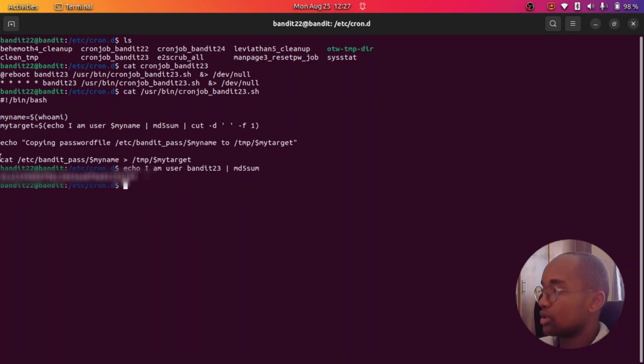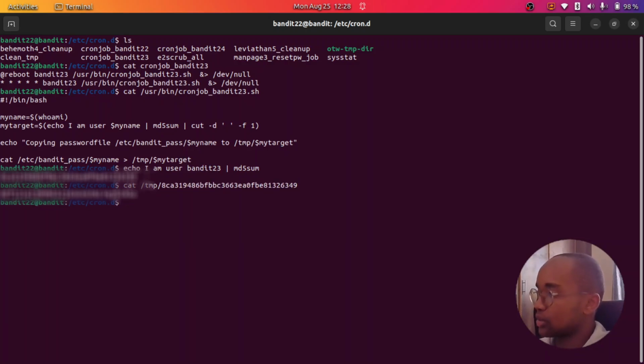Take a look at what happens. This outputs the password from the official directory, /etc/bandit_pass/bandit23, and then it outputs into our newly created directory. So this is simple, because all we need to do now is output whatever the content is. The name is going to be this hash, and there's our password.